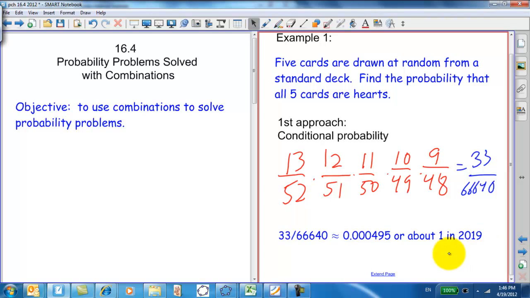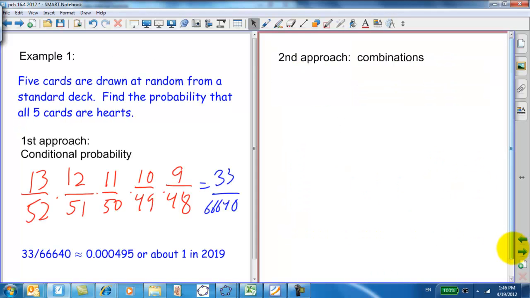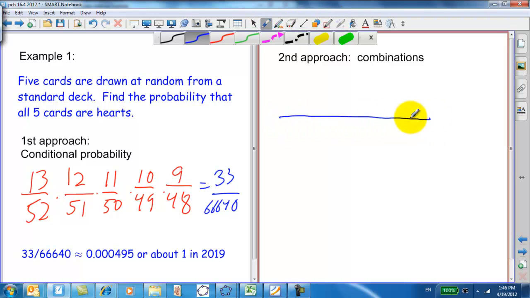Now that's the first approach, conditional probability. This approach doesn't work so well if we have types of problems where it might not be all the same thing. Let's take this on again with combinations. You're drawing 5 cards from a deck. So I usually like to start with the denominator, 52C5. Those are all the ways you can pull 5 cards out of a deck. And I believe that's 2,598,600, something like that. I'll check that.